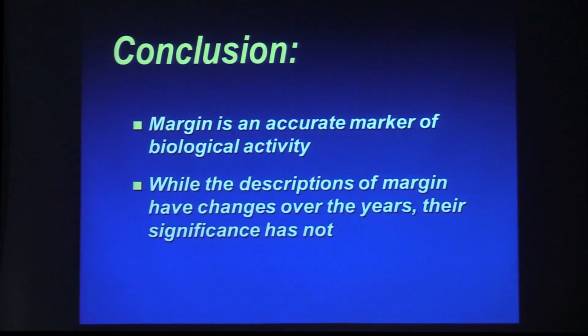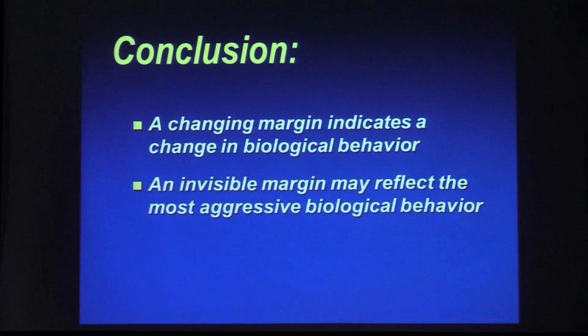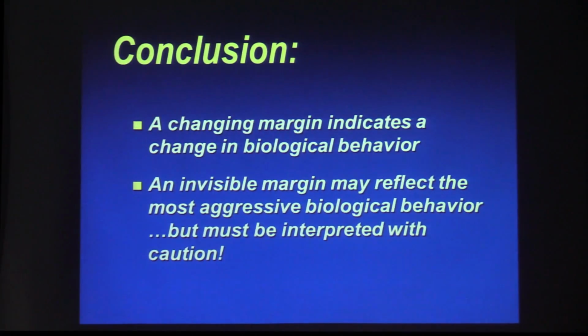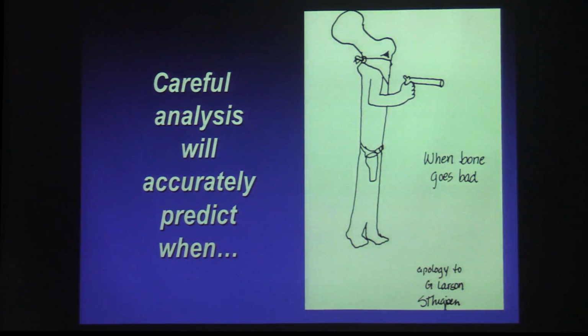So, in summary, let me say, margin is probably the single best accurate marker of biological behavior of a bone lesion. And while the descriptions of margin have changed over the years, their significance really has not. A changing margin, remember, indicates a change in biological behavior, and an invisible margin may reflect the most aggressive biological behavior, but caution is required, and then it must be interpreted in the context of the case to exclude those incidental lesions that we see quite frequently on CT and MR. And in summary, I would say that careful analysis will accurately predict when bone goes bad. Thank you very much.